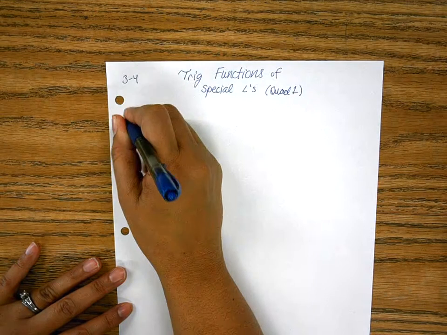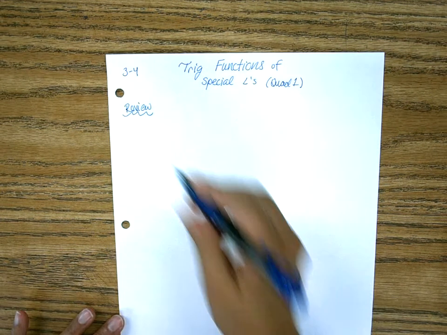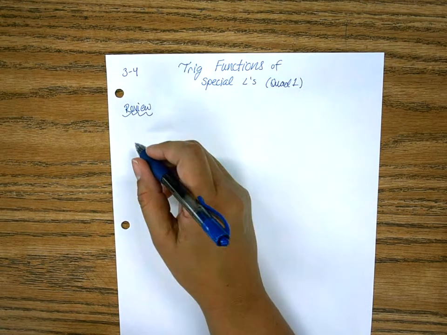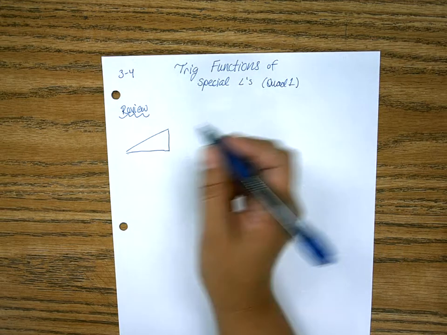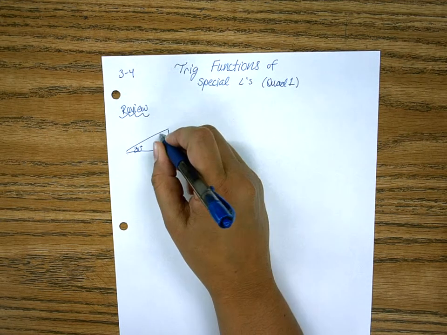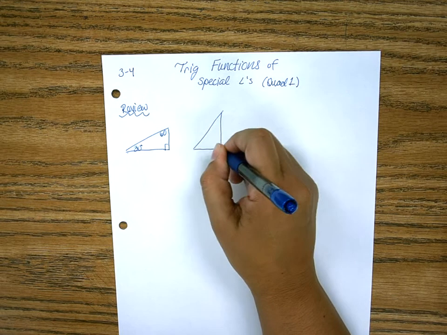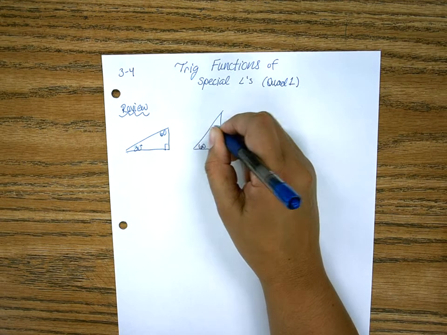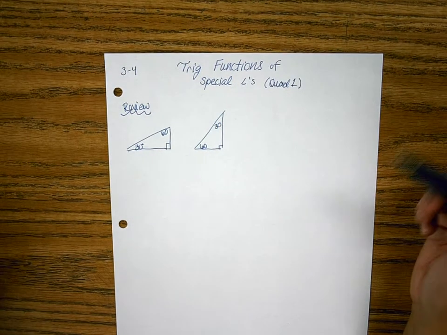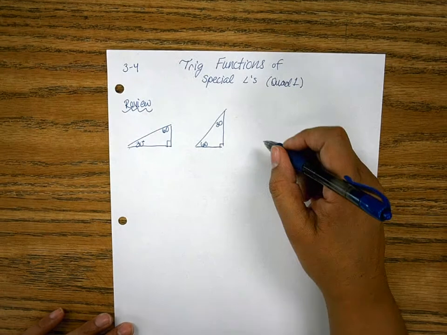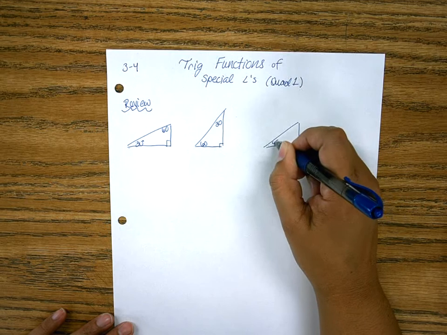All right, this is all review, but the first part is review from Math 2. Okay, I'm going to draw a 30, 60, 90. This is also a 30, 60, 90, but I'm just going to put it where it's 60, 30, 90. Same type of triangle, just flipped around. And the next one I'm going to draw is the 45, 45, 90.